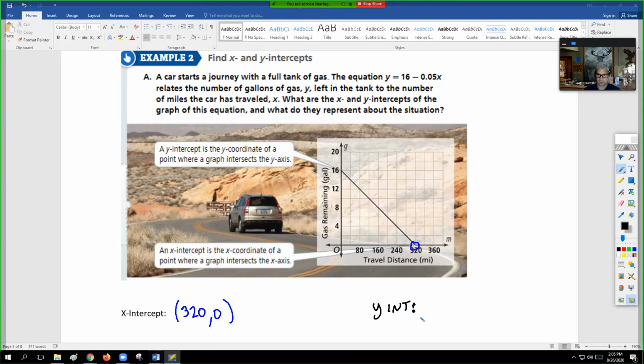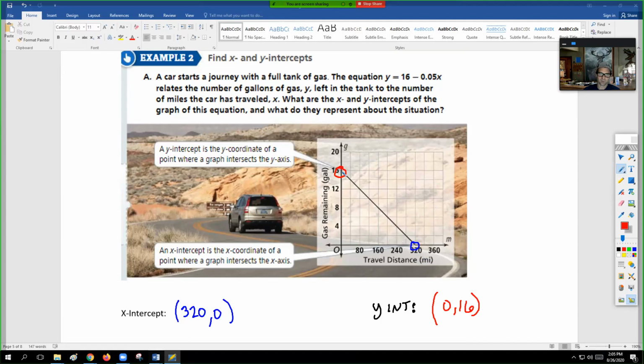The y-intercept is at the point 16, 0. Oh, geez. Not 16, 0. The y-intercept is 16, but we want to have it at 0, 16. All right. So hopefully you guys can see that x-intercept. This is review from like Algebra 1, even in geometry. Where does it cross the x-axis? It crosses right there at 320, 0.